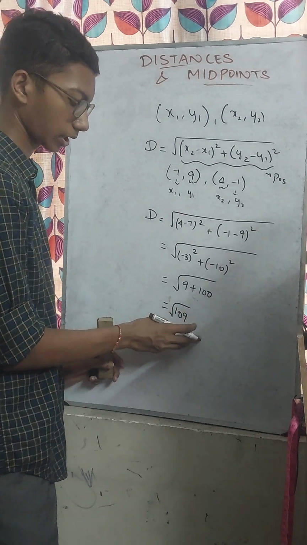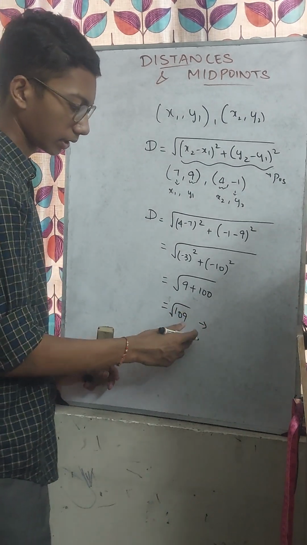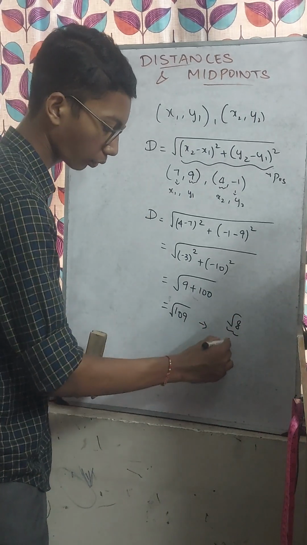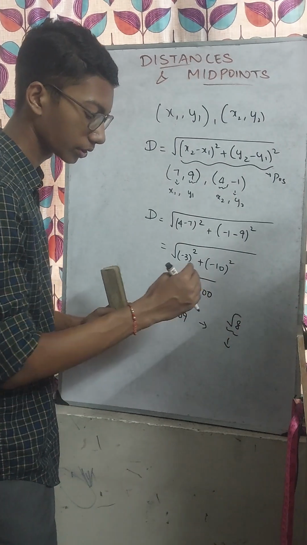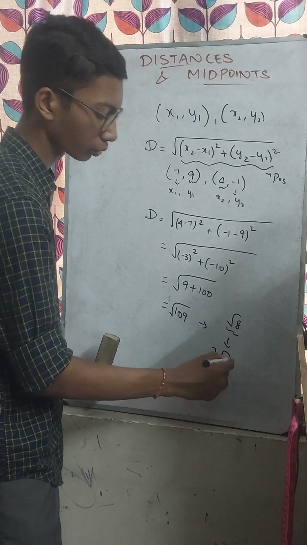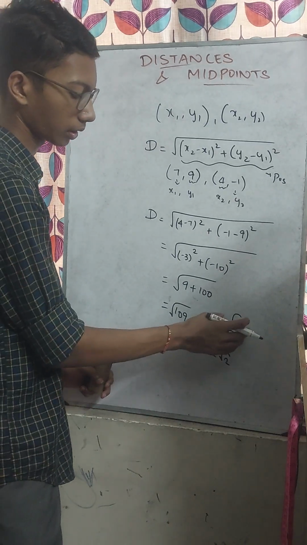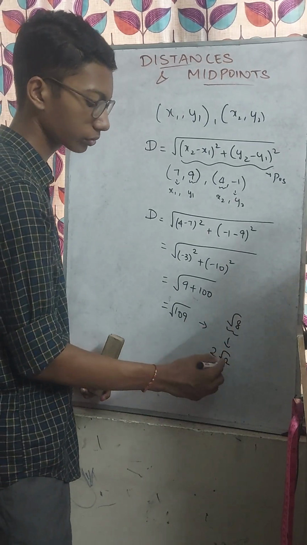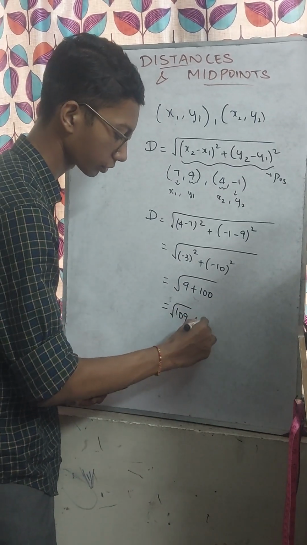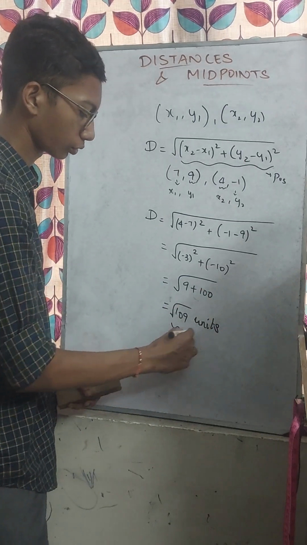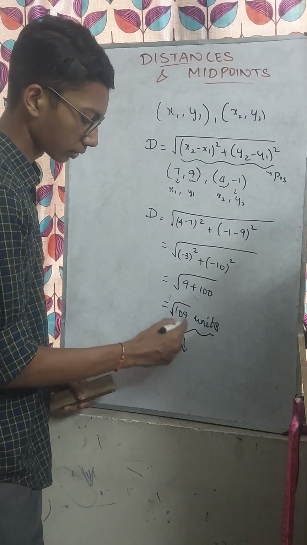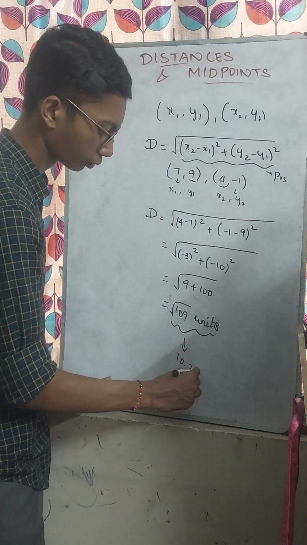If this is a prime number, we can just leave it like this. Let's say we have root 8 as the result of a distance. Now what we should do is write this in its reduced or lowest form. So we write root 8 as 2 root 2. So this will be the distance. Also, if we are dealing with distances, we should always mention units. So the distance between these 2 points is root 109 units. This is approximately 10.2 something.